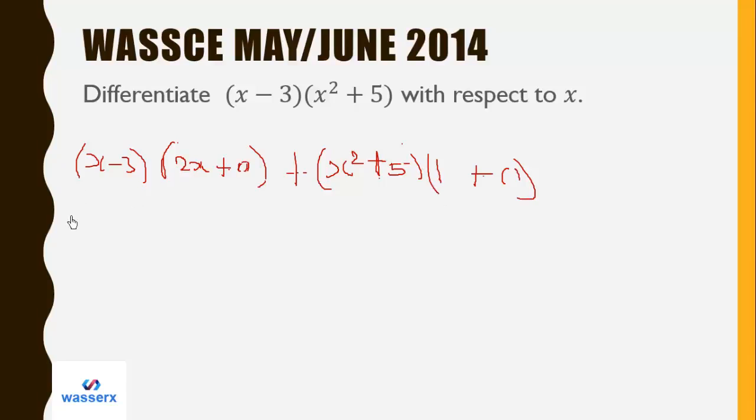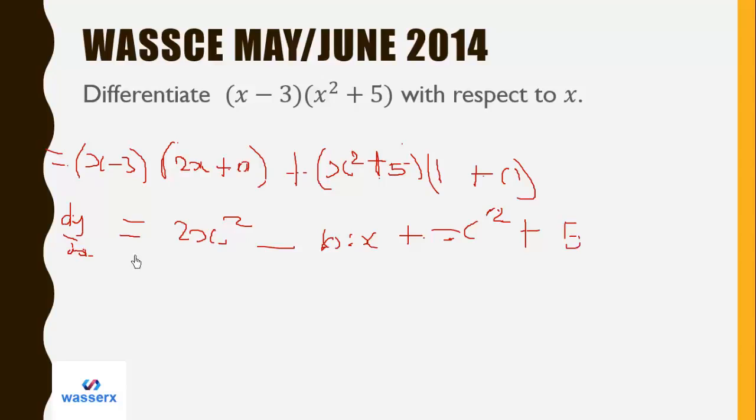So our dy/dx now is equal to 2x squared minus 6x, then plus x squared plus 5. So we simplify this to obtain 3x squared minus 6x plus 5.